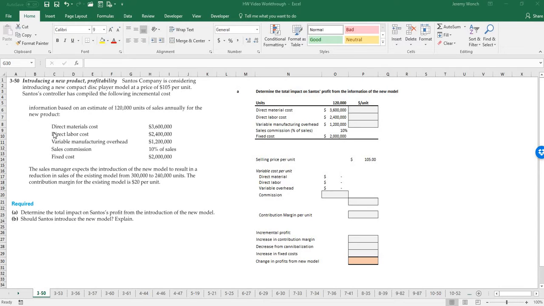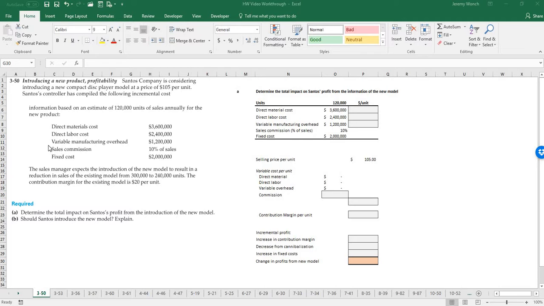Alright, let's take a look at problem 3-50. Here we have a company deciding to sell compact disc players. Either this is from the 80s or they don't realize that we don't use these anymore. Anyway, they're selling them at $105 a unit, and they're going to introduce this new model. They estimate they're going to sell 120,000 units. Then we have our direct material costs, direct labor costs, variable manufacturing overhead, sales commissions, and fixed costs.